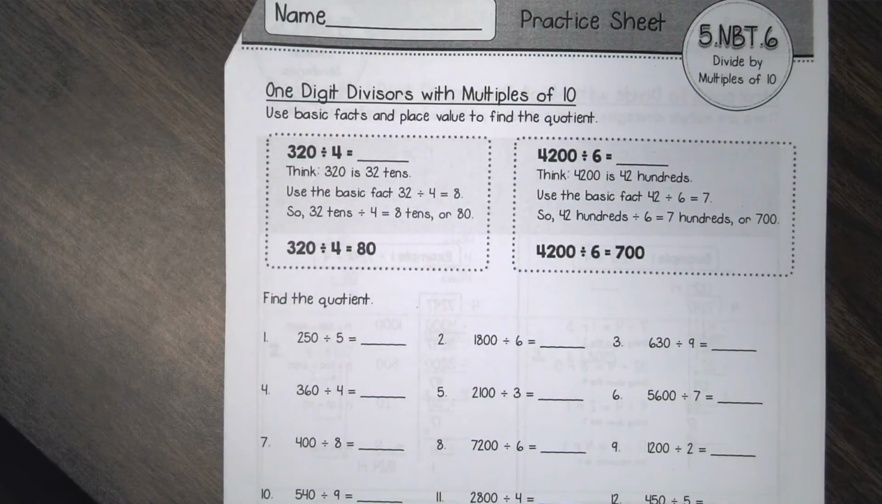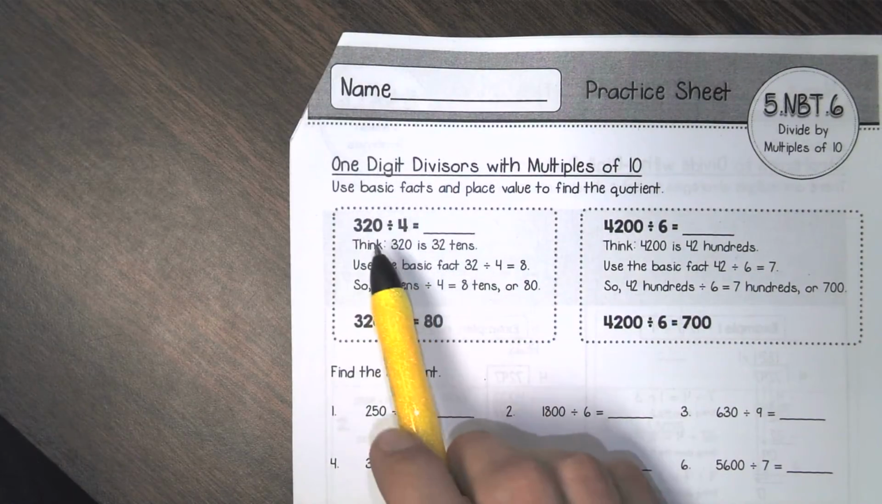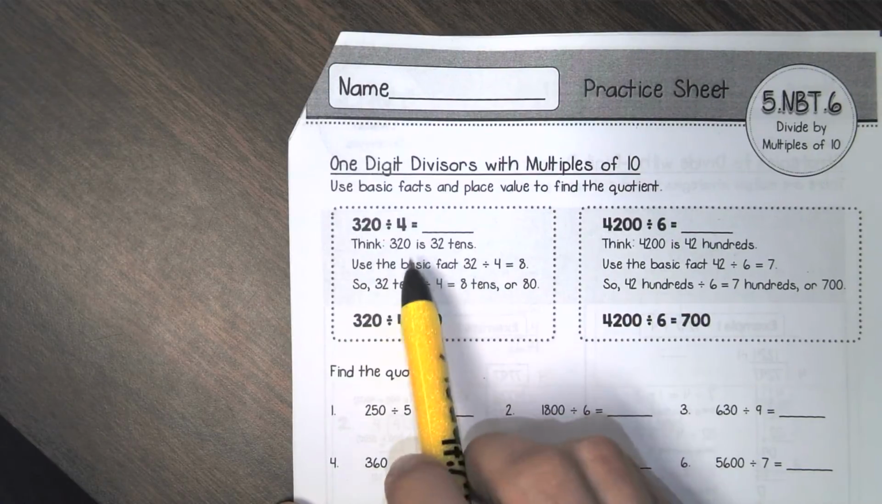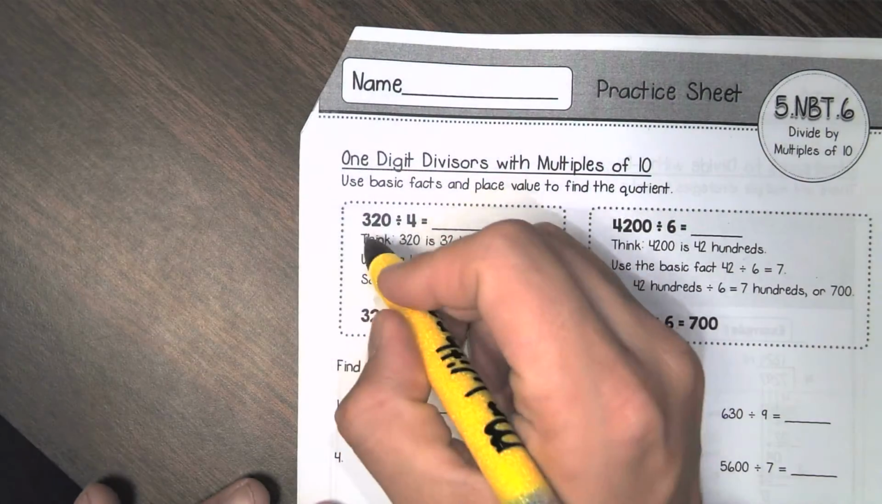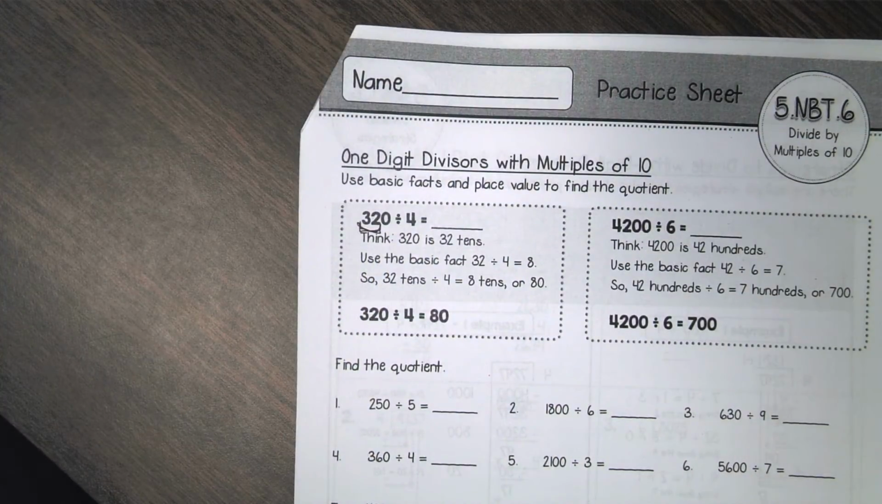So just like multiplication, there are shortcuts when there's multiples of 10. So the ones that end with 0. Whenever you have a number that ends with 0, it's actually a shortcut. It makes things a little bit easier. So up here at the top, it says 320 divided by 4. So they say think 320 is like 32 tenths. What that means is we're going to look at that number in the front, 32. Okay, what is 32 divided by 4?